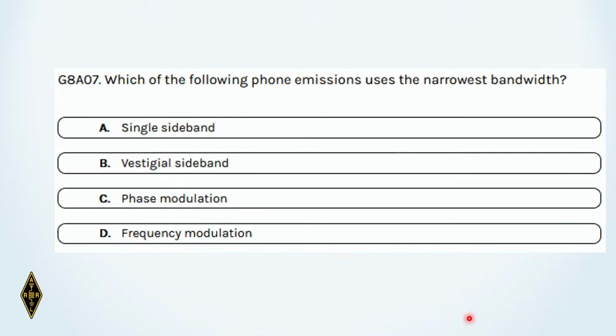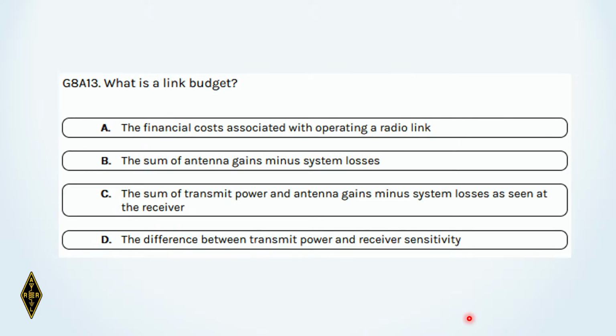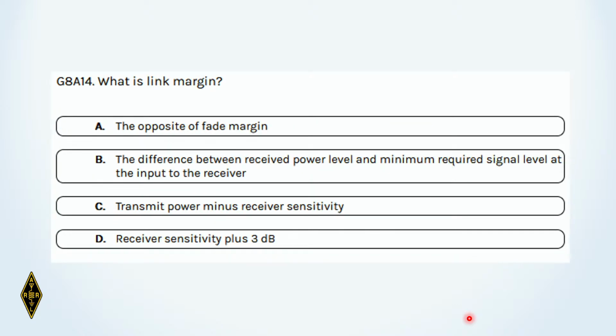And which of the following phone emissions uses the narrowest bandwidth? Remember, it's not AM. Alpha. I heard alpha. Yes, indeed. Single sideband. And what is a link budget? Charlie, and everybody says Charlie, and you are correct. It is the sum of the transmit power and antenna gains minus the system losses as seen at the receiver. And what is link margin? Bravo. It's the difference between received power level and the minimum that is required at the input to the receiver. So for these last two questions, we've had students say in the past, if you don't know, pick the longest answer. It proved correct here.